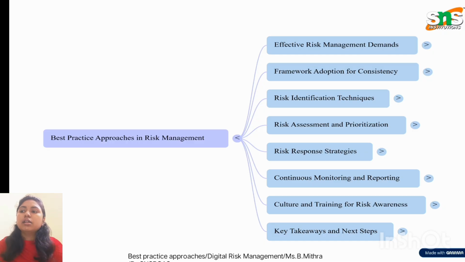The various best practice approaches in risk management mean managing risk management demands, managing framework adoptions, managing where risk identification techniques are occurring, managing risk assessments, managing risk prioritization, managing the strategies the organizations are using, and managing the monitoring process and reporting. So these are the various features that each best practice approach in risk management must have.